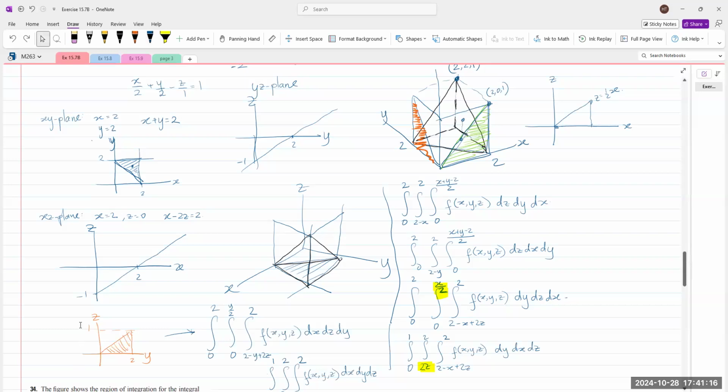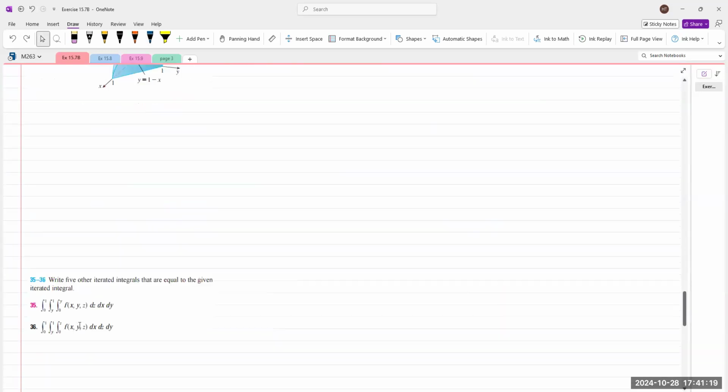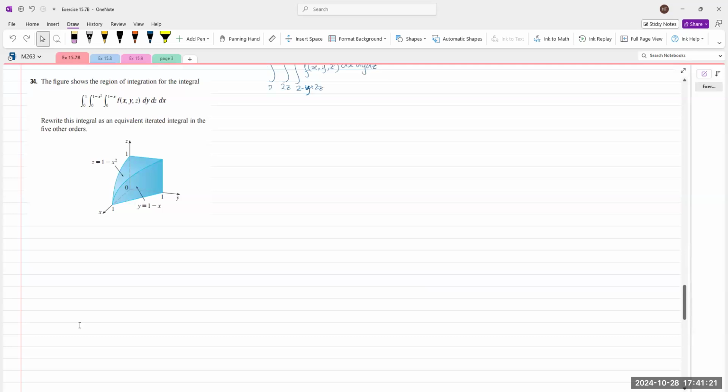Now, let's go on. Number 34. The figure shows the region of integration for the integral. The good thing is they give us the graph of the solid. Now rewrite this integral as an equivalent iterated integral in 5 other orders. Let's try to figure out first why they get this. The outer two integrals, dx dz, give us this.